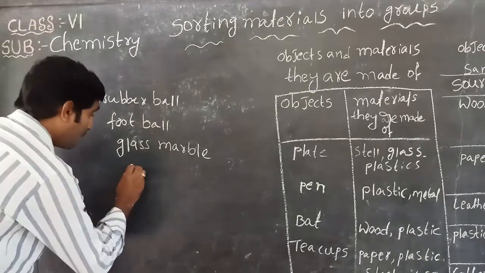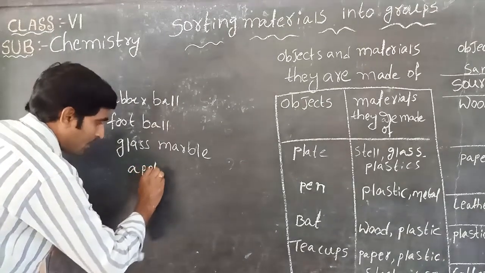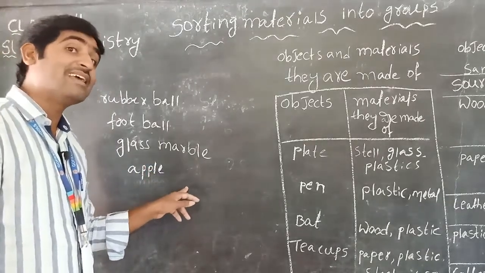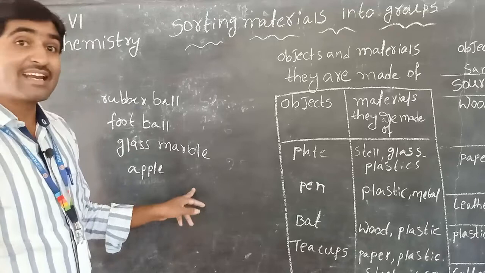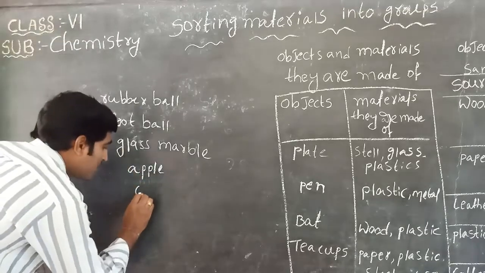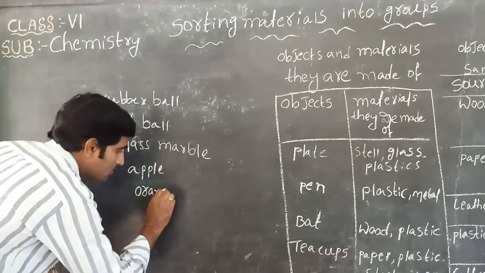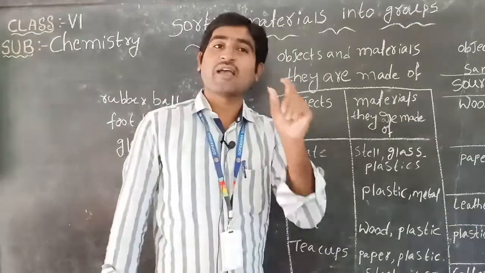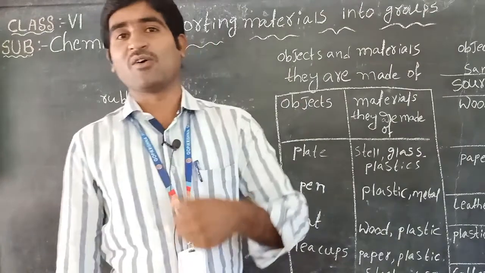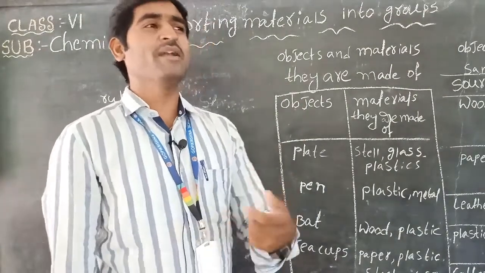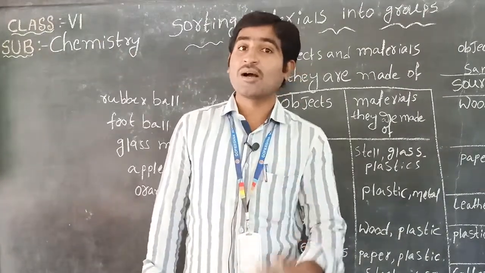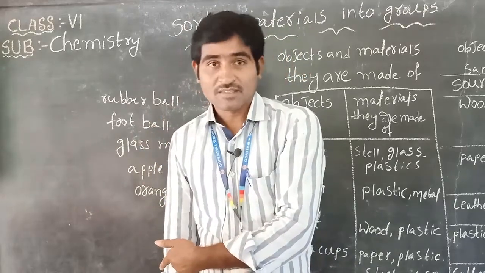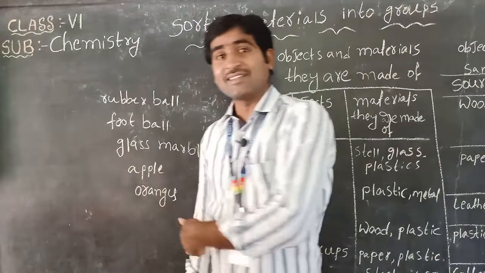For example, an apple. Have you eaten an apple? Yes. What is the shape of the apple? Nearly round. Have you seen oranges? Yes, we have seen oranges. Oranges also have a shape nearly round. Like this, so many kinds of eatable items also enter our list. Yes or no?